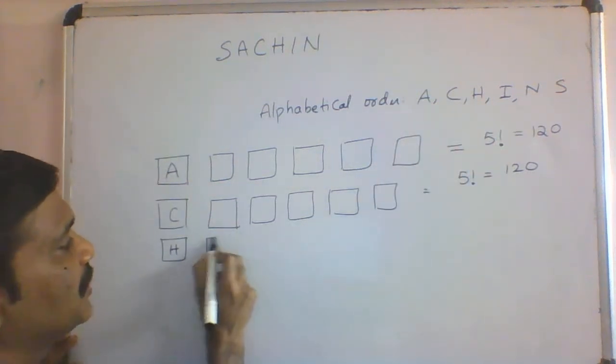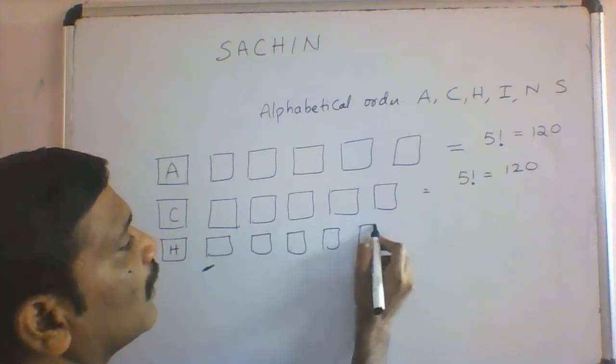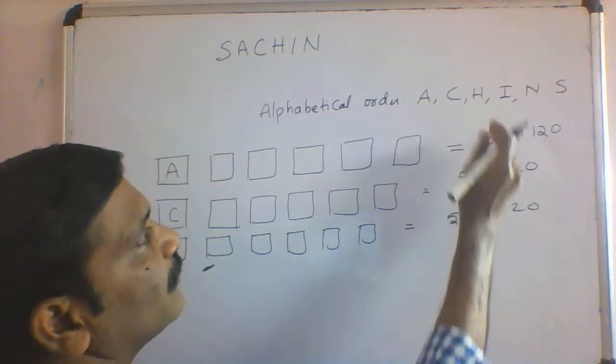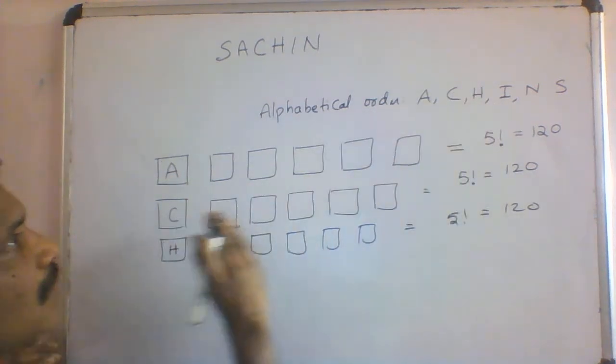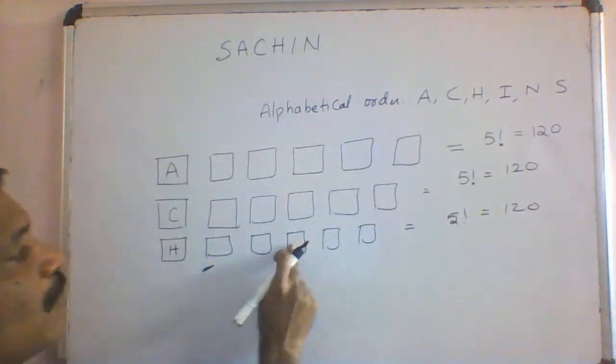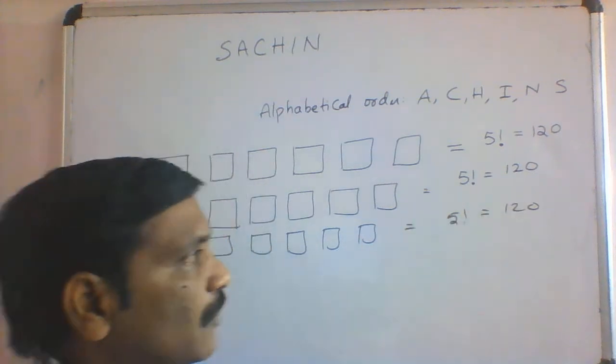So if I fix H here, again 5 factorial ways, 120. If I fix H here, 5 letters are there to keep in 5 boxes. That can be done in 5 factorial ways, which is 120.